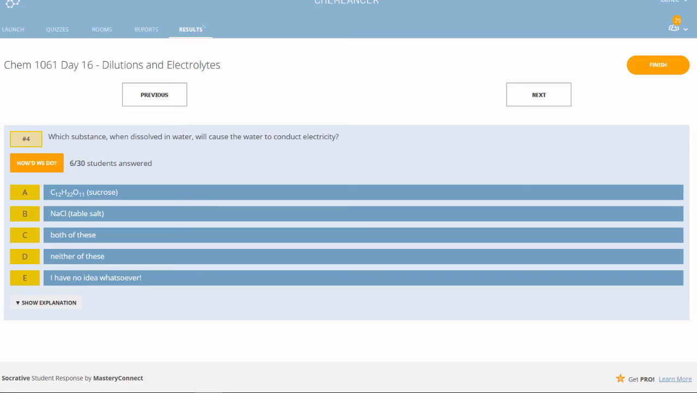So which substance, when dissolved in water, do you think will cause the water to conduct electricity? Do you think it will be the sucrose, the table salt, both of them, neither of them, or just admit you really have no idea? So get your answers locked in. And we'll count down. 5, 4, 3, 2, 1. Looks like the majority think that sodium chloride will. Many think the sucrose will. Some think both of them. Some think neither. So let's go ahead and check them out.